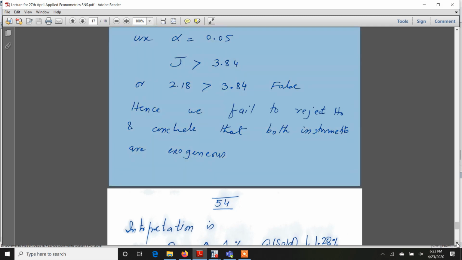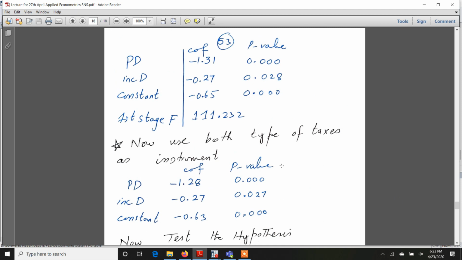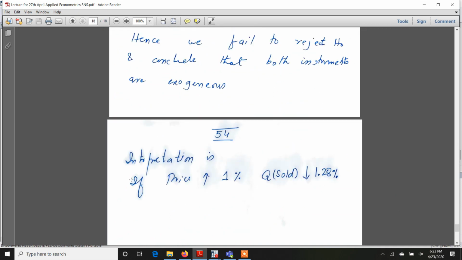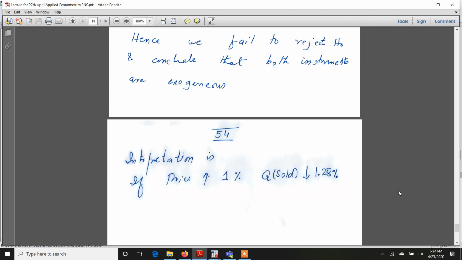Then the final interpretation: if you go to the model that we have just run, when we use both types of taxes as instruments, the coefficient of price is negative 1.28. The purpose was to estimate the price elasticity. So the interpretation is if we increase the price of cigarettes by 1%, quantity sold is expected to decrease by 1.28%. So that was one practical application of the instrumental variable regression.